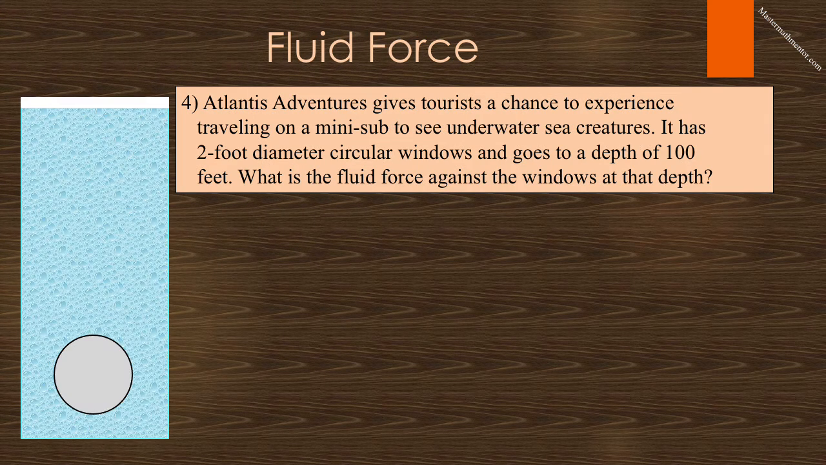Problem number 4 reads, Atlantis Adventures gives tourists a chance to experience traveling on a mini-sub to see underwater sea creatures. It has 2-foot diameter circular windows, and it goes down to a depth of 100 feet. We'd like to calculate the fluid force against the windows at that depth.